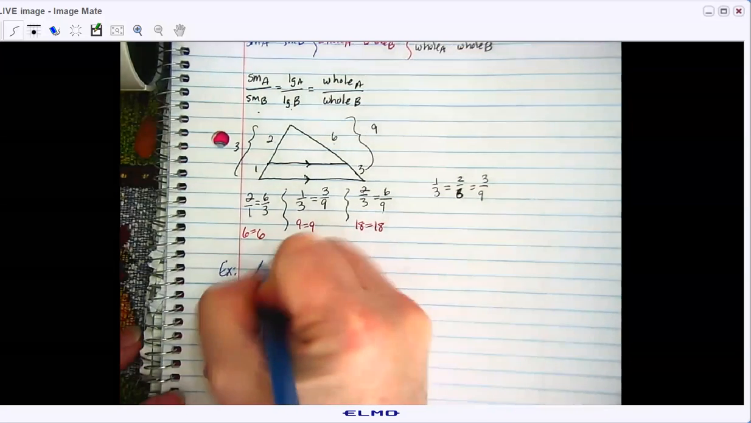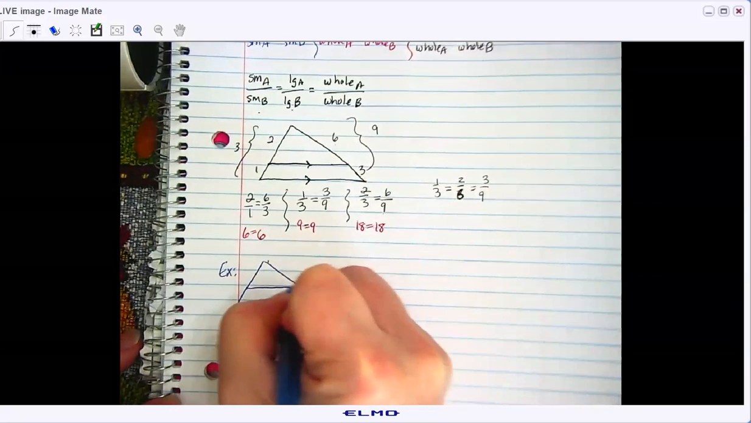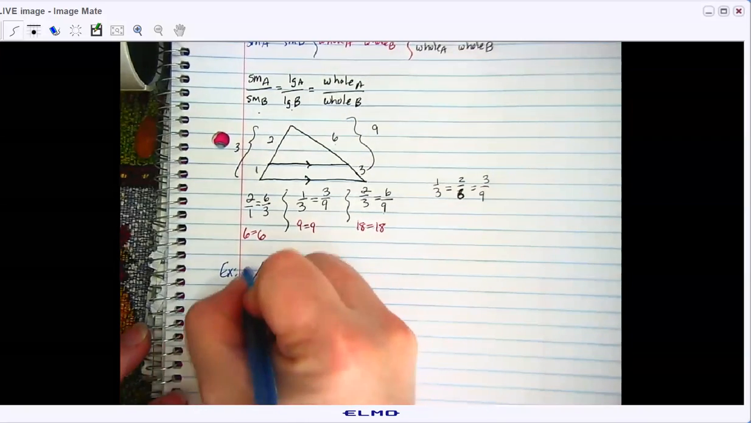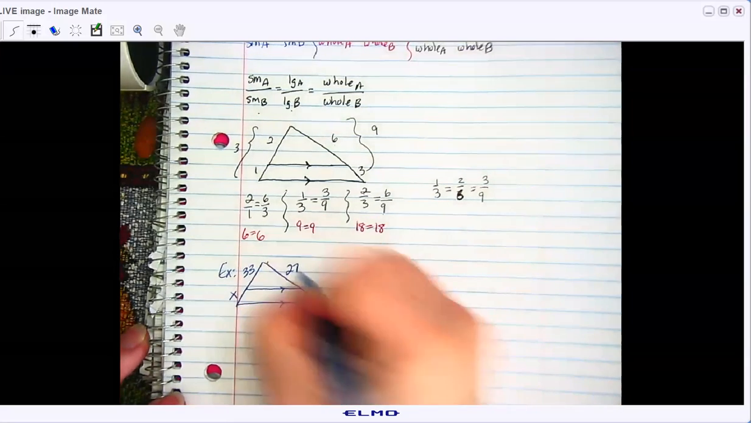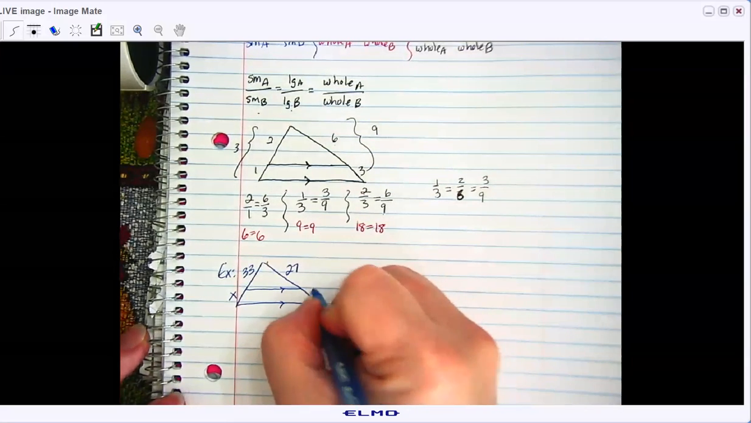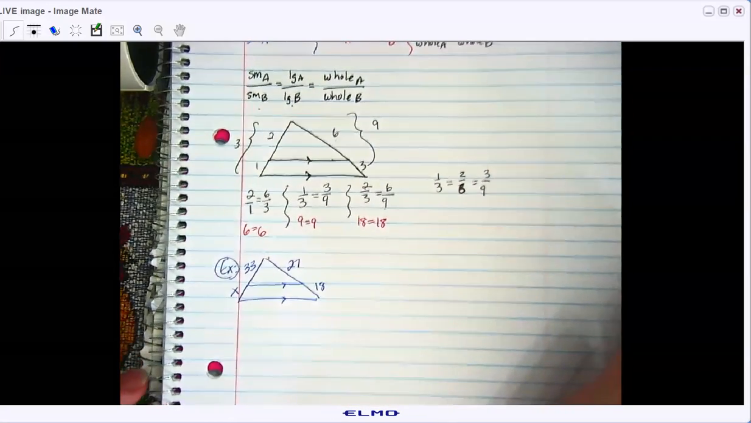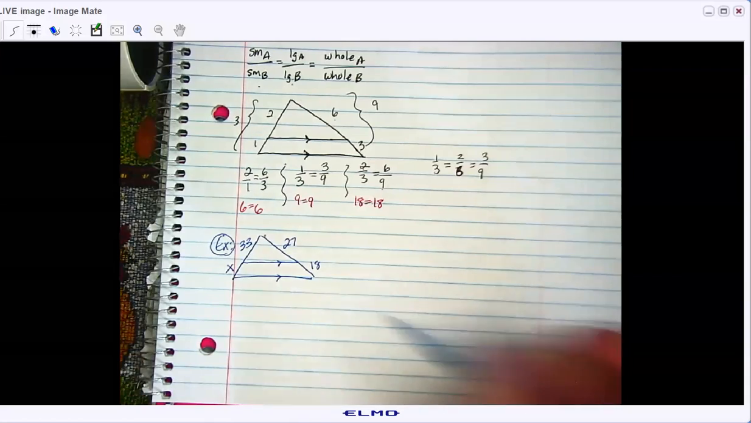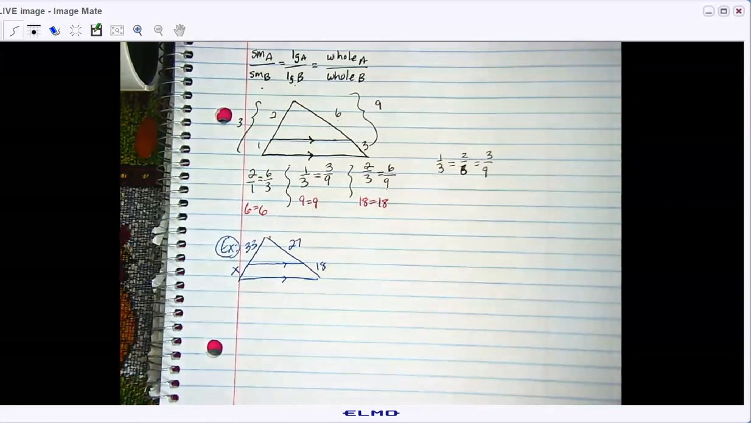So here's a triangle. I have to tell you that they're parallel. So this is 33, that's X. This is 27 and 18. Okay, so write down what you think a good ratio would be to solve for X.